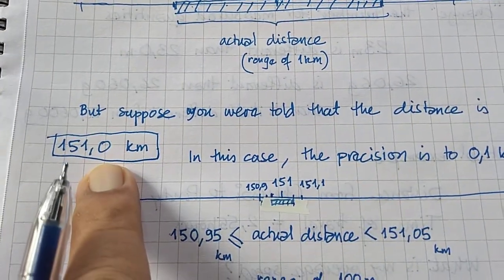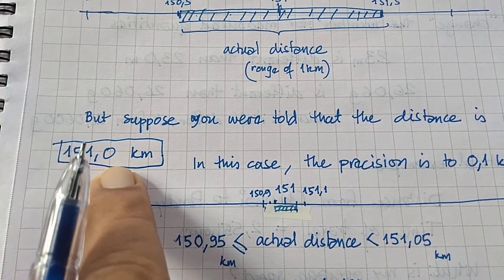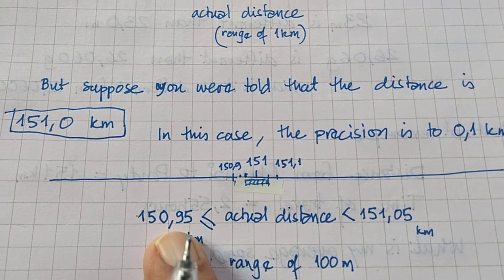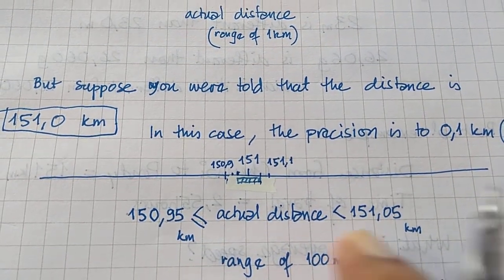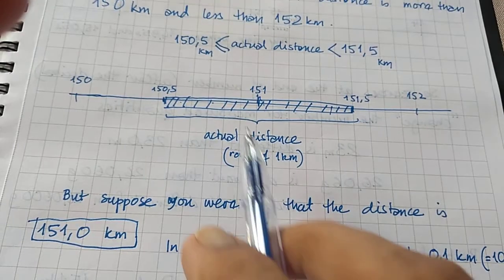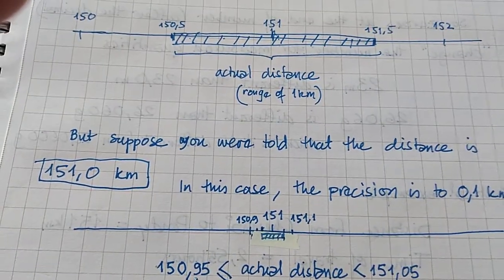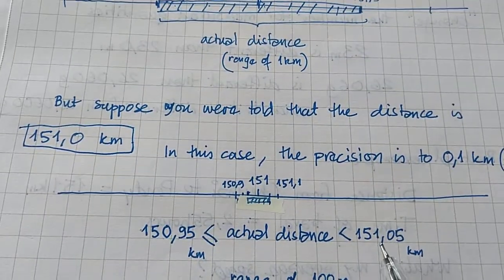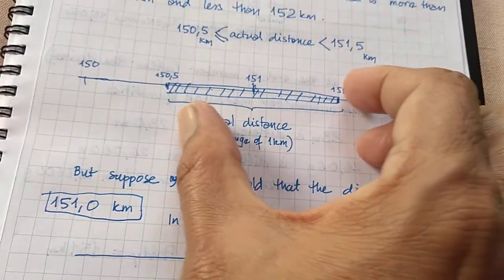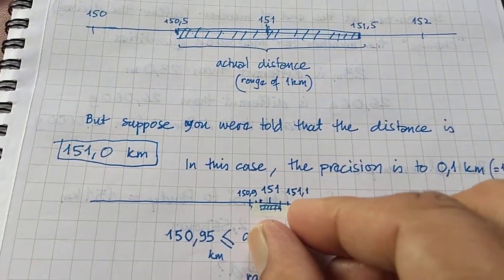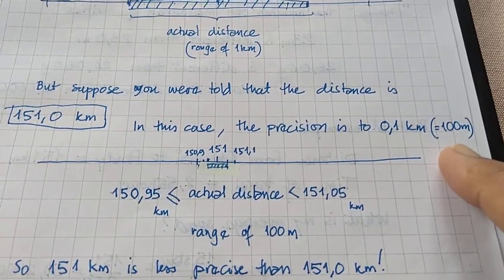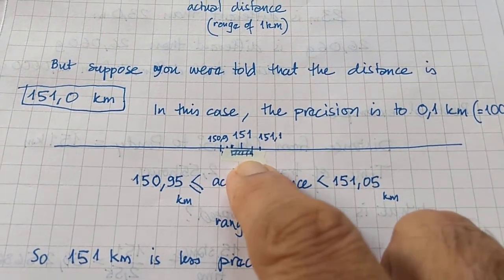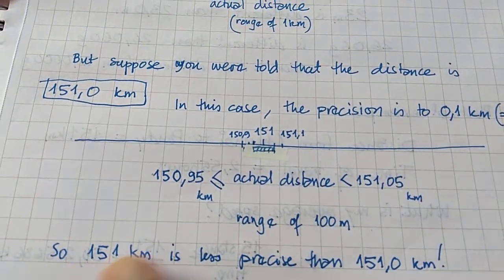With this, because I am using more precision, just by saying that the distance is this, the actual distance has to be between 150.95 and 151.05. So you see here the actual distance was 150.5 and here it is 150.95. Here the actual distance was 151.5, here it is 151.05. So here this thing has become considerably narrowed. The precision has increased to 100 meters. So the range is only 100 meters.